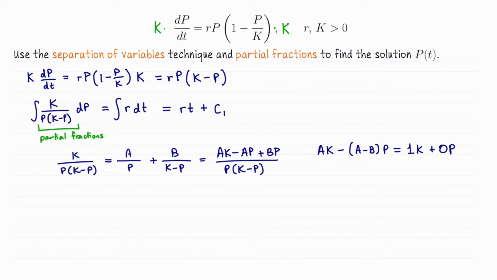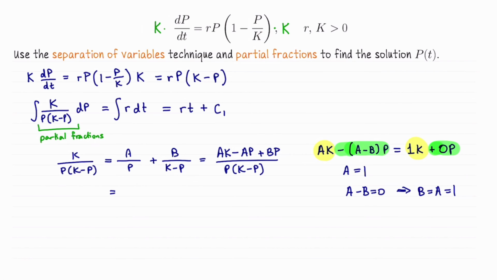Comparing similar terms now, I'm going to compare ak to 1k, and negative (a minus b)P to plus 0P. The first pairing tells me that a equals 1, and the second pairing tells me that a minus b is 0. In other words, b and a are the same. So b equals a, which equals 1. So this decomposition was not too bad.